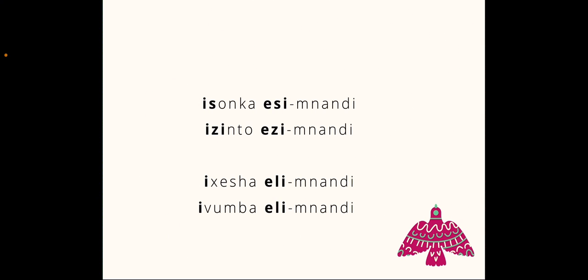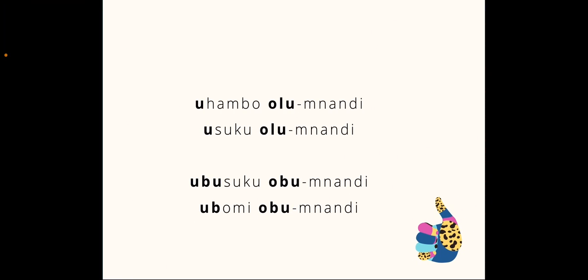Isonka esimnandi, nice bread. Izinto ezimnandi, things that are nice, things that are good. Ixesha elimnandi, a good time, a nice time. Ivumba elimnandi, a good smell, a smell that is nice. Uhambo olumnandi, a journey that is nice, a good journey. Usuku olumnandi, a day that is nice. Ubusuku obumnandi, an evening or a night that is nice. Ubomi obumnandi, a good life, a pleasant life.